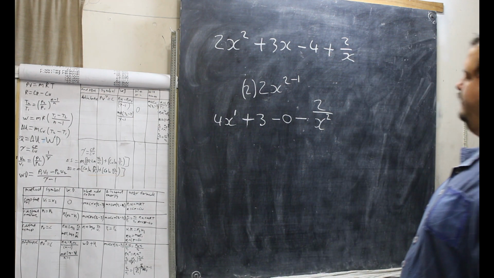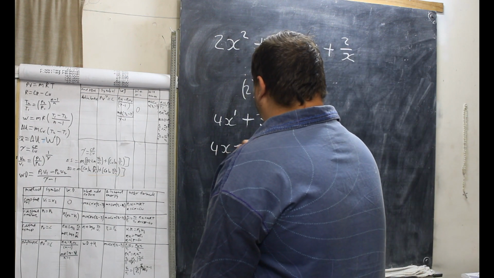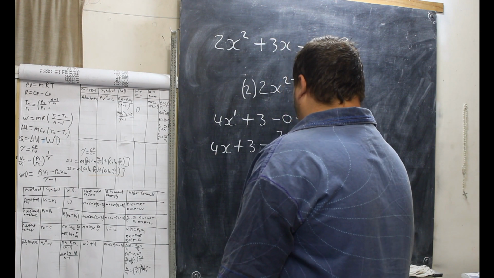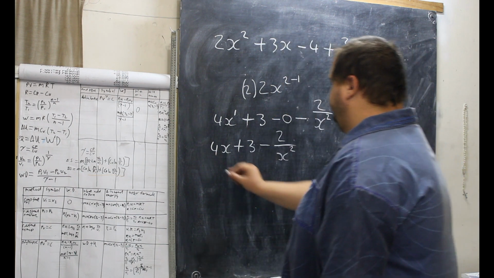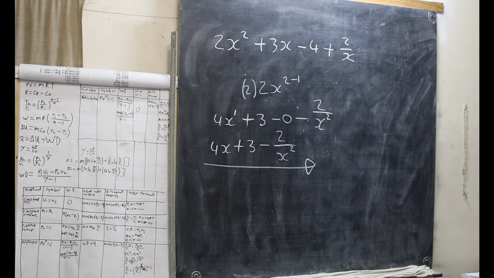So our final answer will be 4x plus 3 minus 2 over x squared. And that is our straight sum.